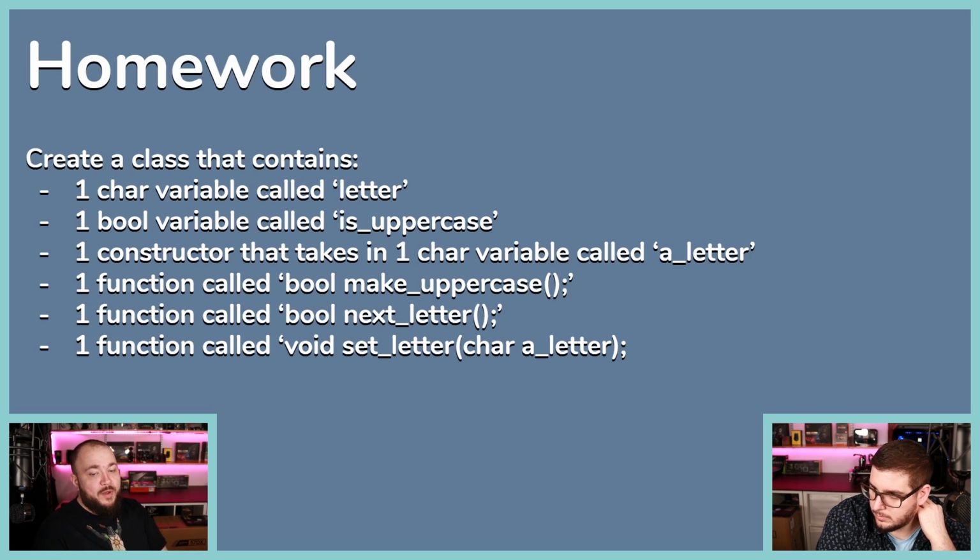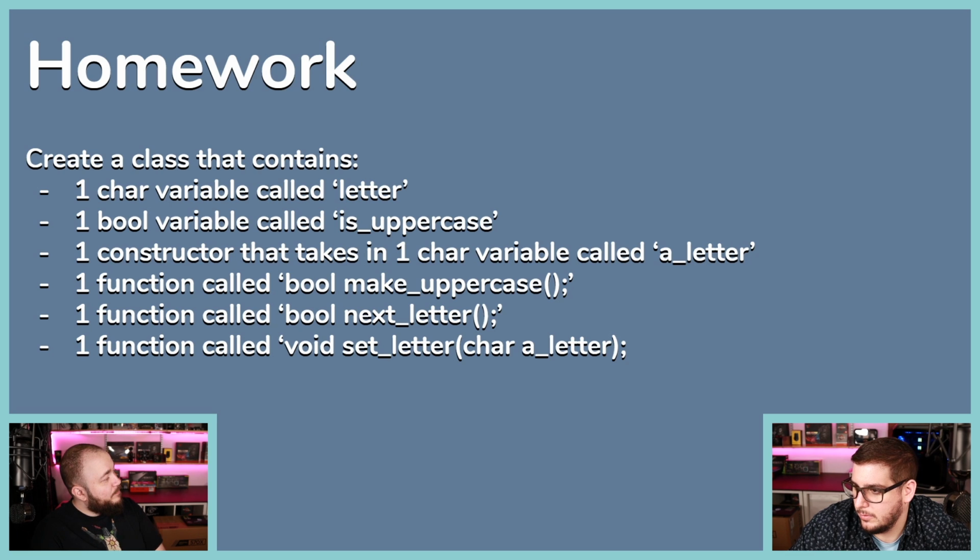The function called bool make uppercase should only make the char uppercase if it wasn't uppercase to begin with. So if you would send in small a and then call make uppercase, it would turn the small a into the big A. And if it did make the small a into the big A, or the small n into the big N, it would return true. If it wasn't a lowercase value to begin with, it would return false. Okay?